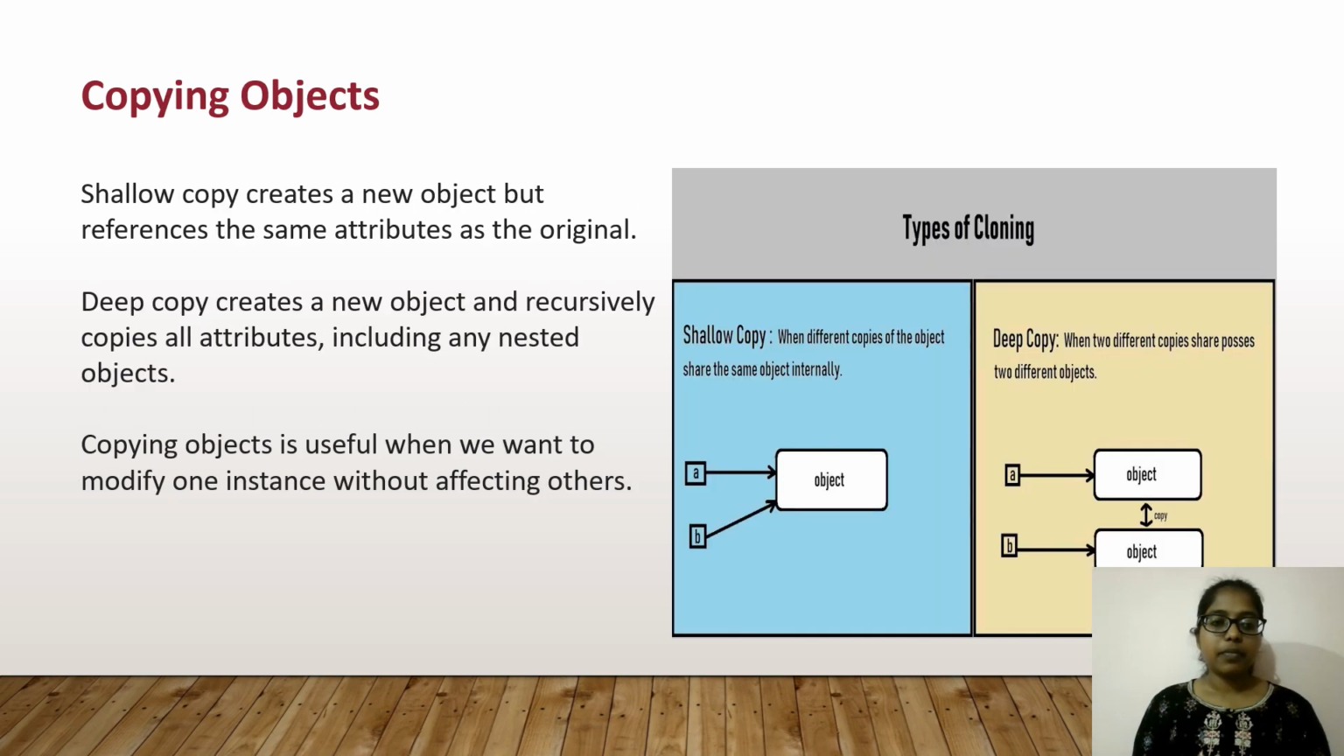Copying objects. Shallow copy creates a new object, but references the same attributes as the original. Deep copy creates a new object and recursively copies all attributes, including any nested objects. Copying objects is useful when we want to modify one instance without affecting others.